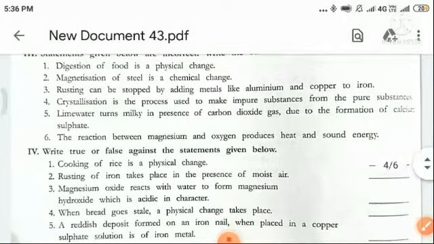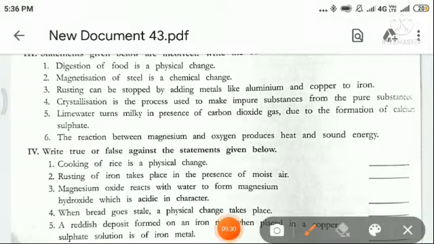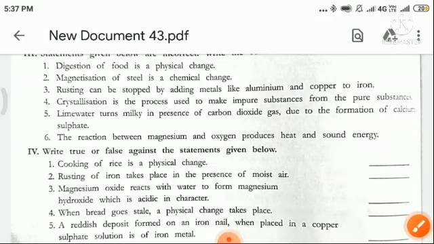Rusting can be stopped by adding metals like aluminum and copper to iron. So this is again wrong, because rusting can be stopped by adding metals like chromium, nickel and zinc to iron. Okay, chromium or nickel or zinc. So your answer will be rusting can be stopped by adding metals like zinc, chromium and nickel to iron.